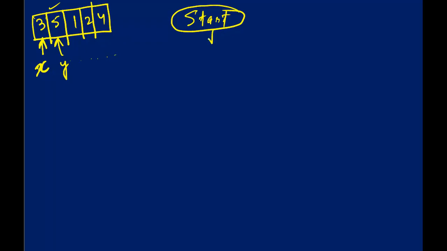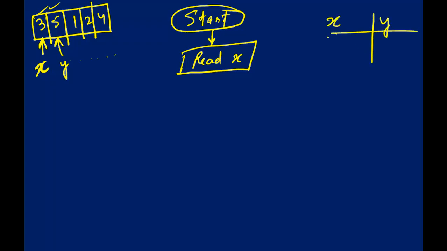So I will do one thing. I will write here read x. So that first number will be read. First number 3 will be read, and it will be assigned to x. I will declare x and y here as memory. This is a memory map for this flowchart. So I have read x. The value of x is 3.